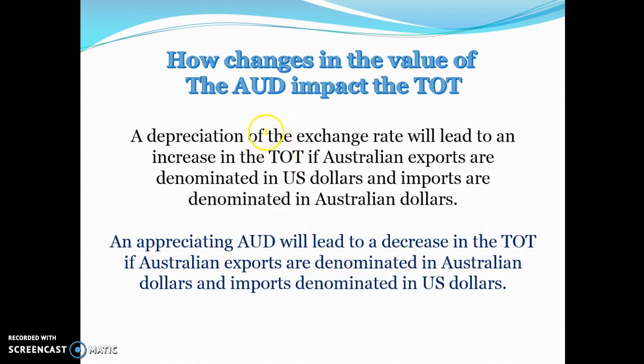So what I mean by that, if the dollar was to depreciate, this will lead to an increase in the terms of trade if Australia's exports are denominated in US dollars and imports are denominated in Australian dollars. And if the Australian dollar appreciates, this will lead to a decrease in the terms of trade if our exports are denominated in Australian dollars and imports are denominated in US dollars.